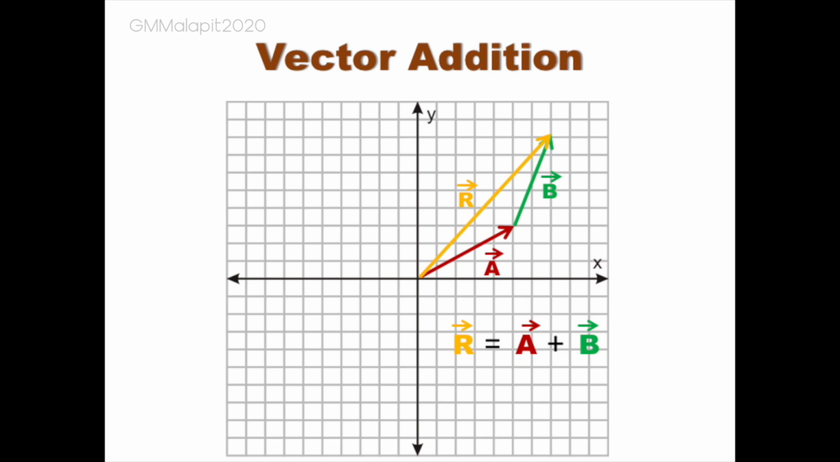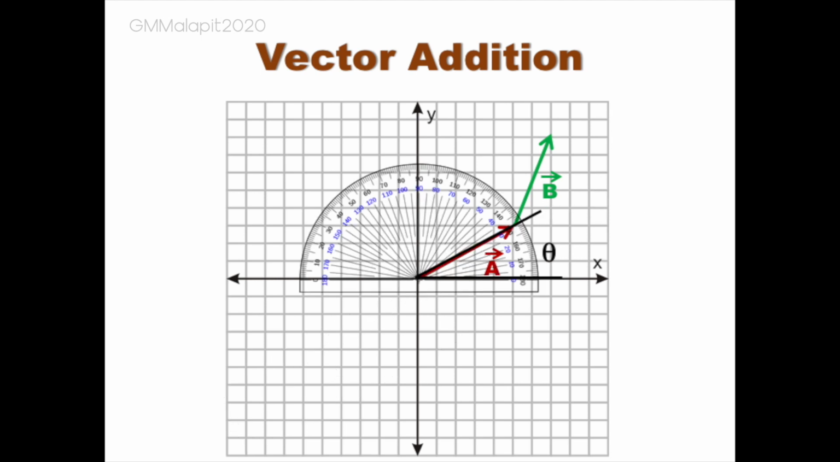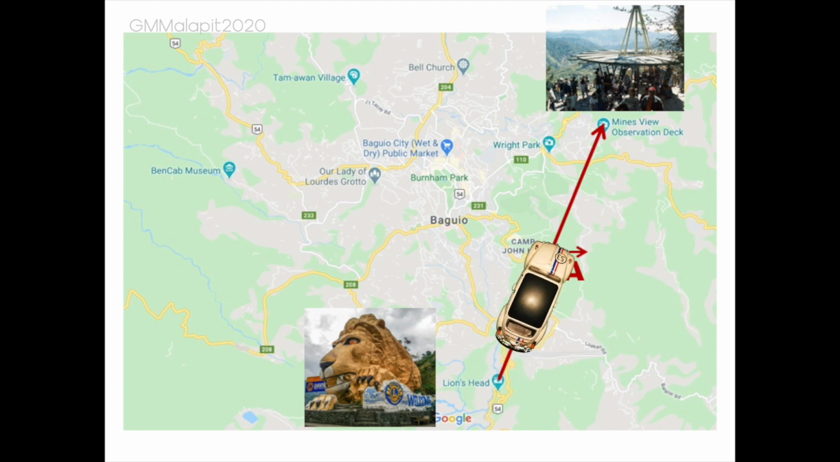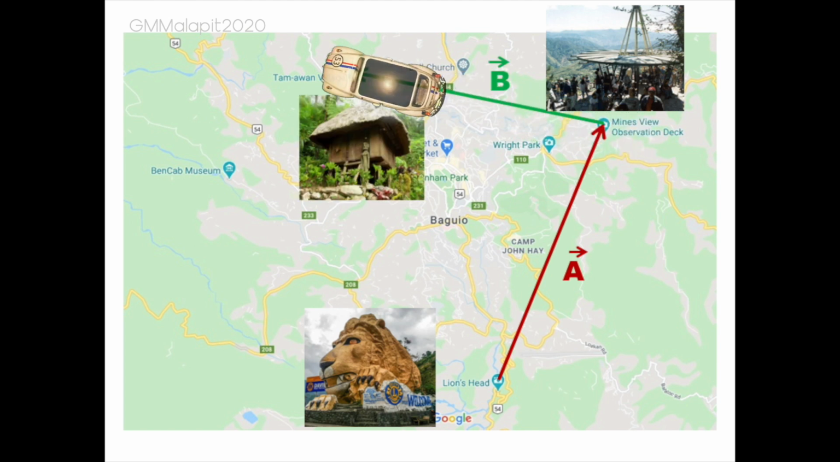Also, we can add vectors A and B graphically with the use of a ruler to measure their magnitudes and a protractor to determine their directions. Here is a portion of Baguio City using Google Maps. If we started from the Lion's Head and went to Mines View observation deck, our displacement is represented by vector A. And then if we moved from Mines View observation deck to Tamawan Village, our displacement is represented by vector B.